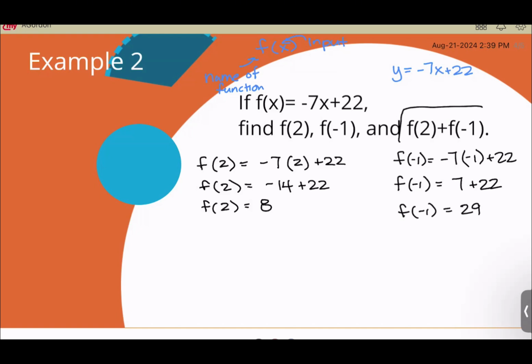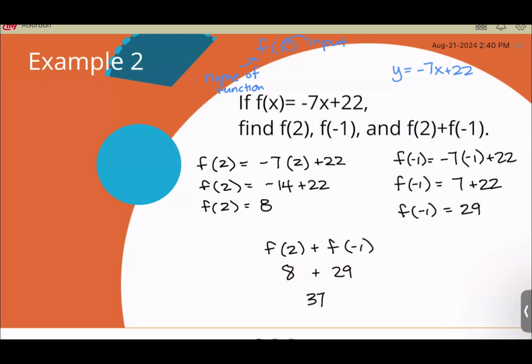Now for this last part of the question, to find f of 2 plus f of -1, we've already done most of the work. We know f of 2 is equal to 8, and we know f of -1 is 29. So we just need to add them together. f of 2 is 8, f of -1 is 29, so we're just adding 8 plus 29, which is 37.